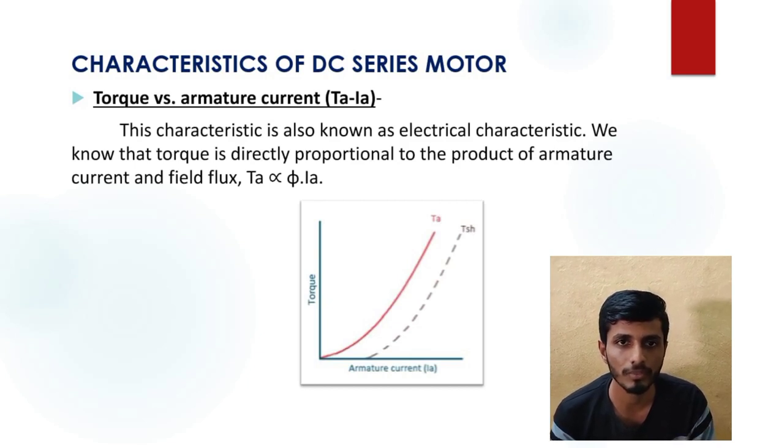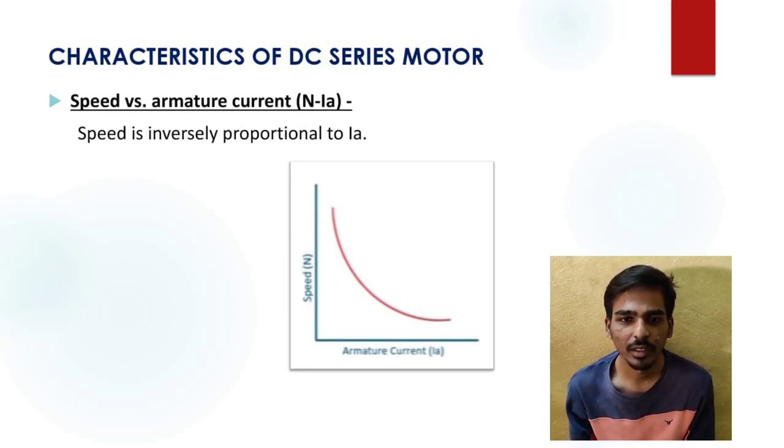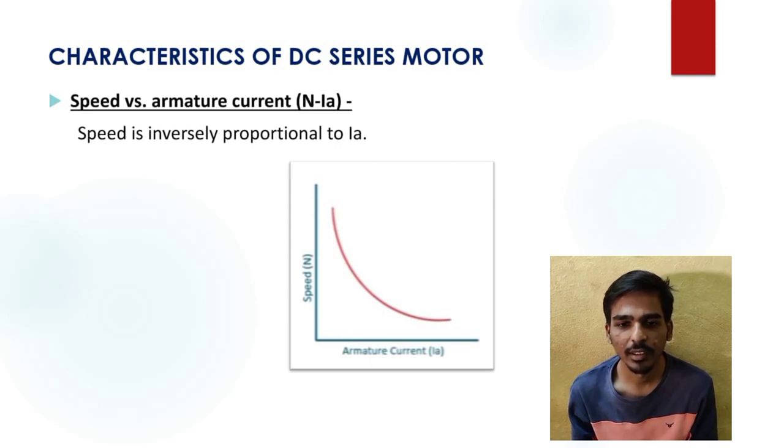I am presenting the next characteristic of the DC series motor, speed versus armature current. As you can see in the figure, speed is inversely proportional to the armature current. It is a parabolic curve.